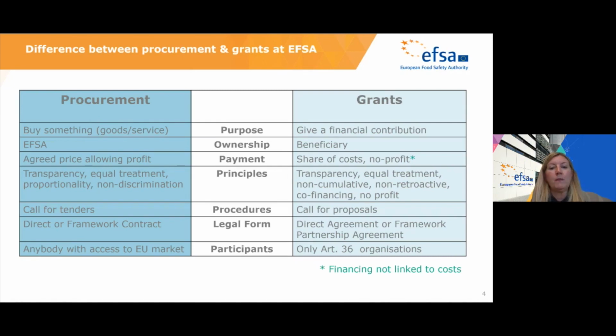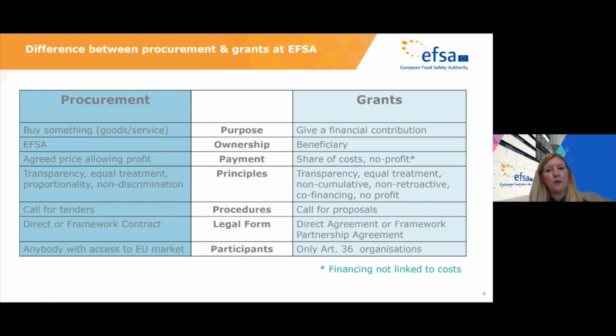But if we look at the purpose behind procurement, it is that we are buying something. We're paying an amount to buy goods and services. And if we take the next step in that, which is the ownership, we actually own what we buy. So in procurement, the ownership of the deliverables would rest with EFSA.